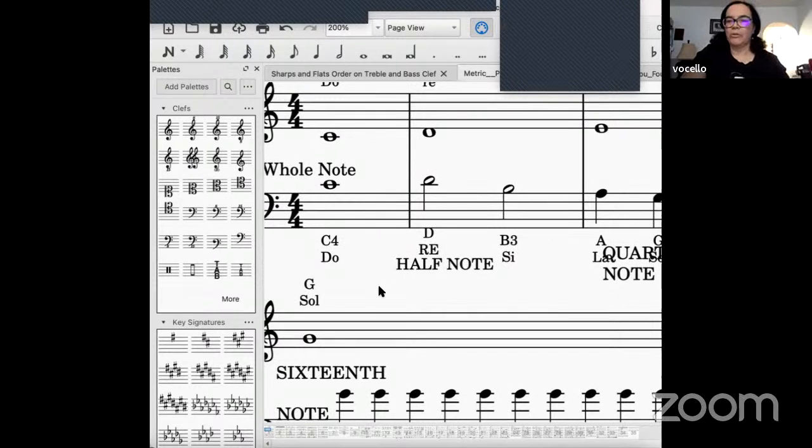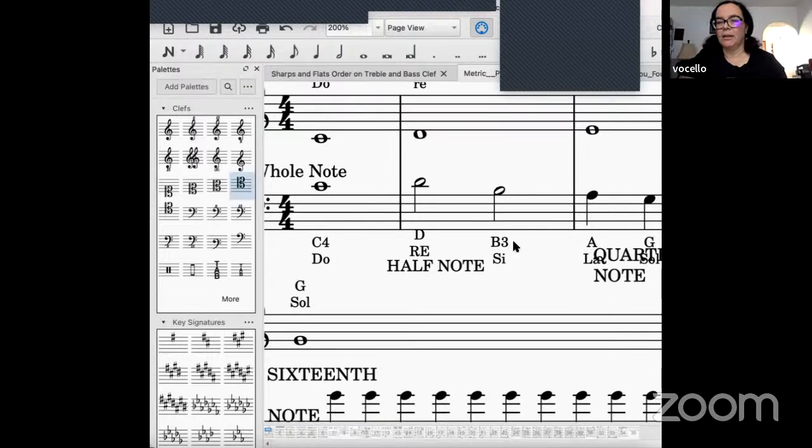Why is it important to know what octave? Because if you do not know the octave, the song is not going to stay in the same octave or be singable. It would be like a ping pong, up and down.